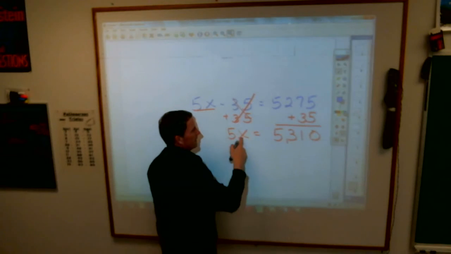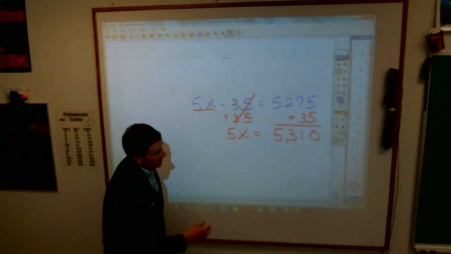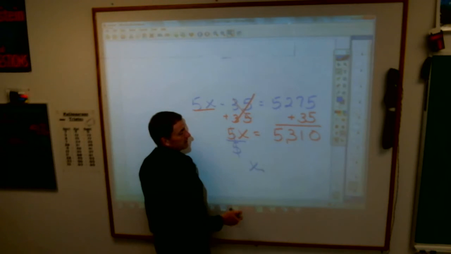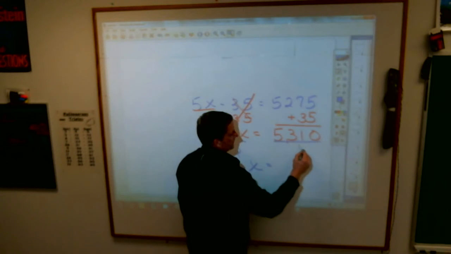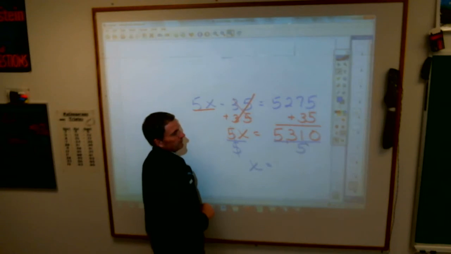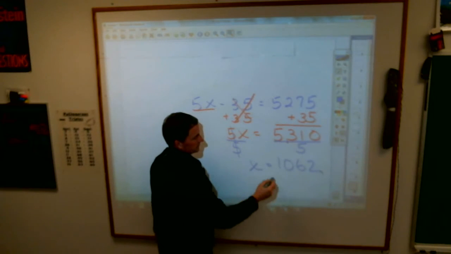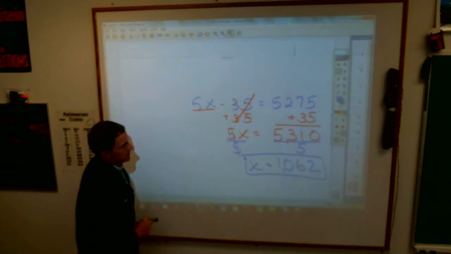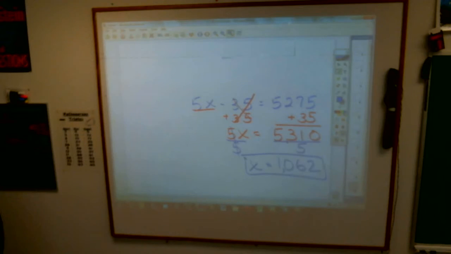How do I get rid of the 5 in front of the x? This is multiplication. I think of the inverse operation, which is divide by 5. I divide this by 5, I'm left with just my x. Again, it's a 1x, but we won't put the 1 there. I have to divide this by 5, and 5 goes into 5,310 what? 1,062 times. The answer is 1,062. Isn't that handy? Isn't that sweet?